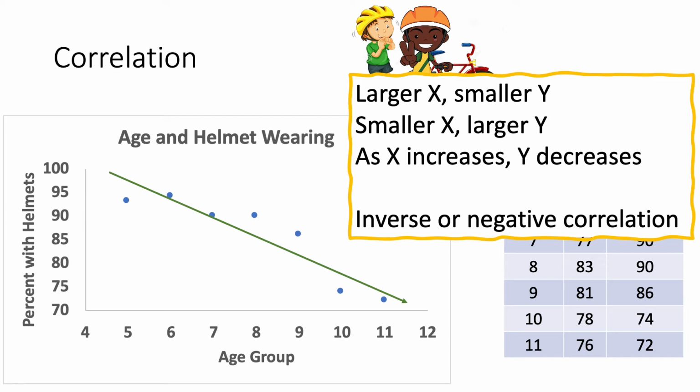So in this case, you can see that the trend or regression line is falling to the right. It's going down. As the X, as their ages get older, there's fewer wearing their helmets. There's a smaller Y. And when there's a smaller X, there's more of them wearing their helmets, so there's a larger Y. In this case, as X increases, Y decreases. So this is an inverse or a negative correlation.